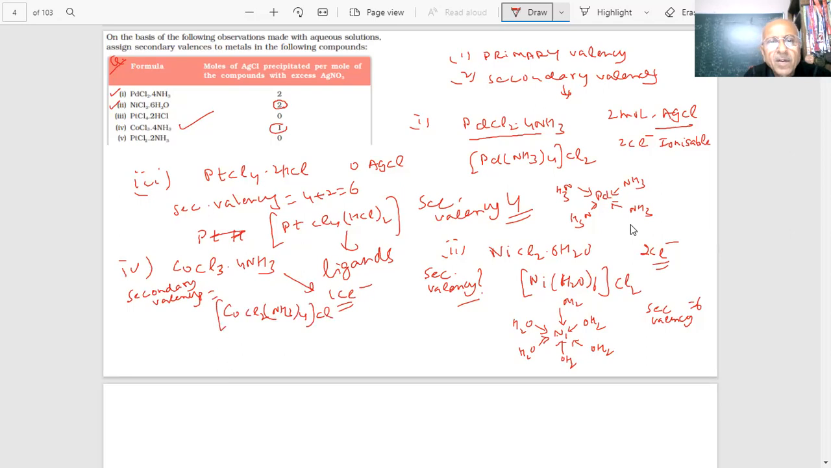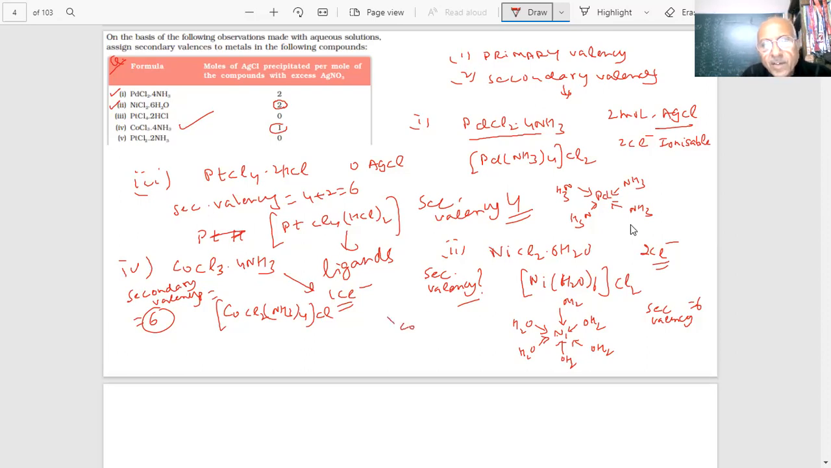How many groups are bonded to the cobalt? How many atoms are bonded to the cobalt by coordinate covalent bond, student? 4 ammonia and Cl. So the total becomes 6. Secondary valency is 6 here.